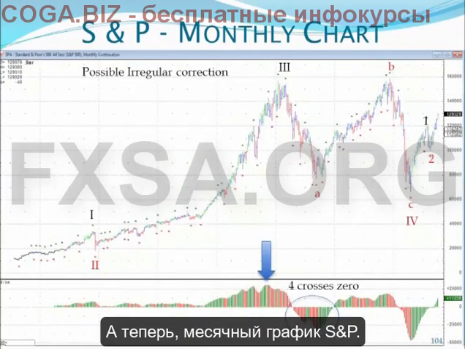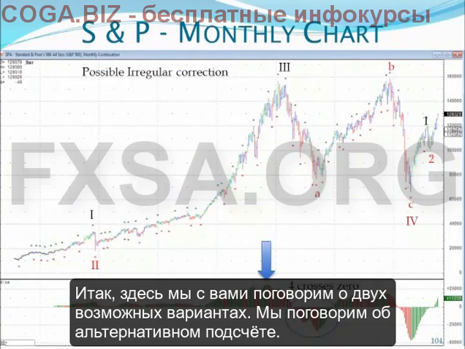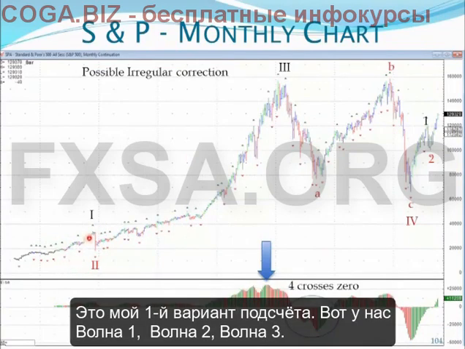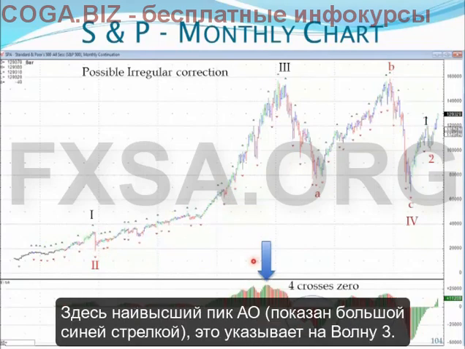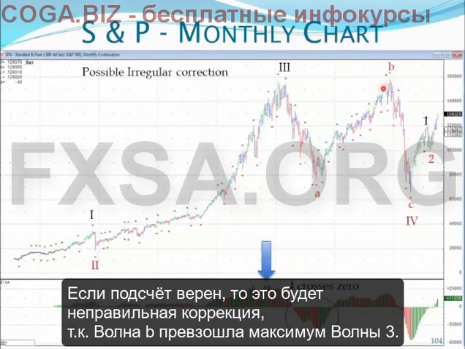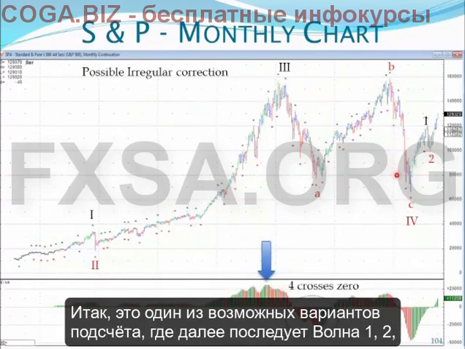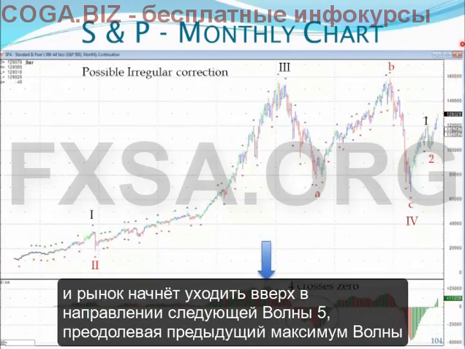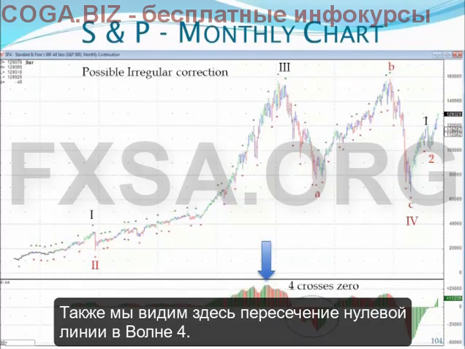Now here's an S&P monthly chart. Here I have two possibilities, and we talk about having an alternate count. This is my first count. If we have a wave 1 and a wave 2, a wave 3, here's our tallest peak with this big blue arrow indicating wave 3, A, B, and C. Now if that's true, it would be an irregular correction because of where B came to. So that is one possible count here, with a wave 1, 2, starting heading up the next direction, with wave 5 taking out the previous high of this wave 3. And we see that wave 4 crosses the 0 line here also.